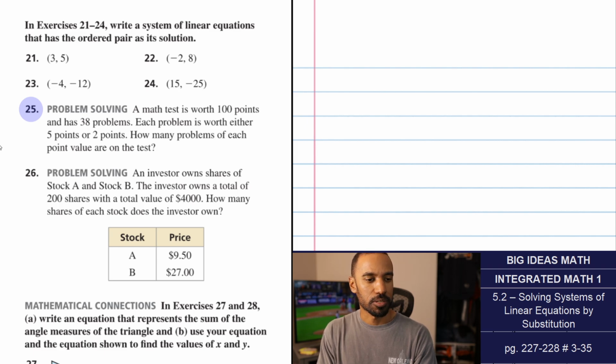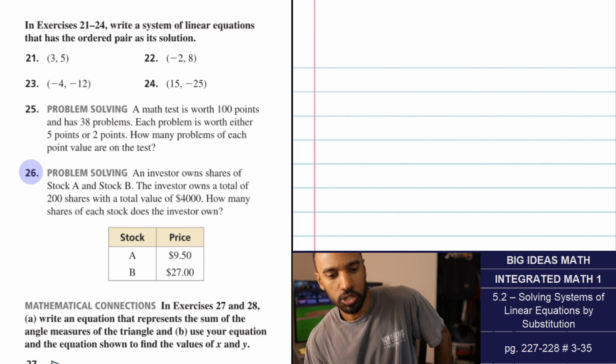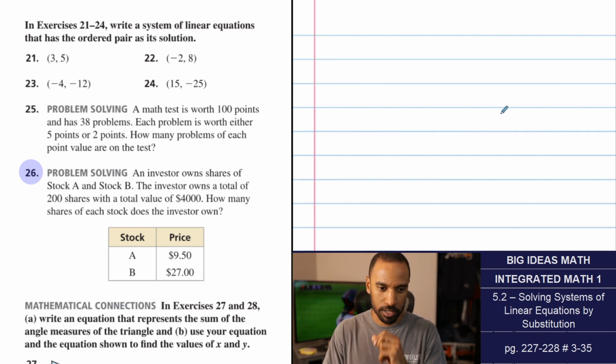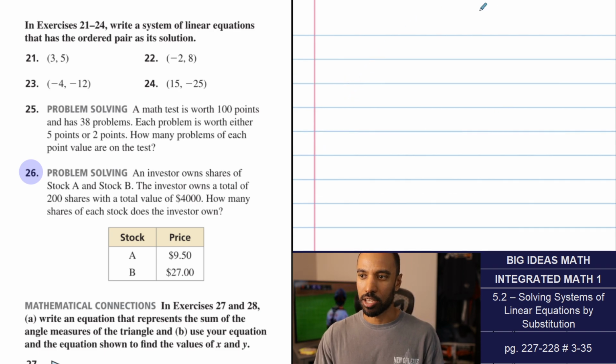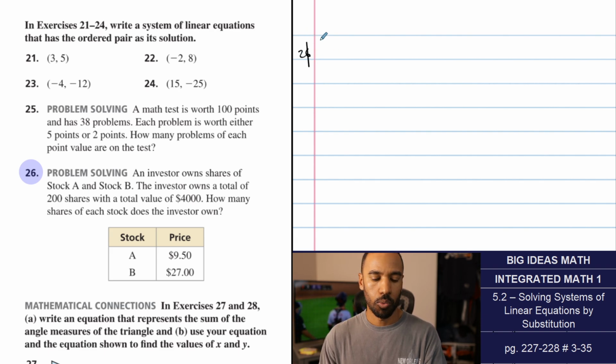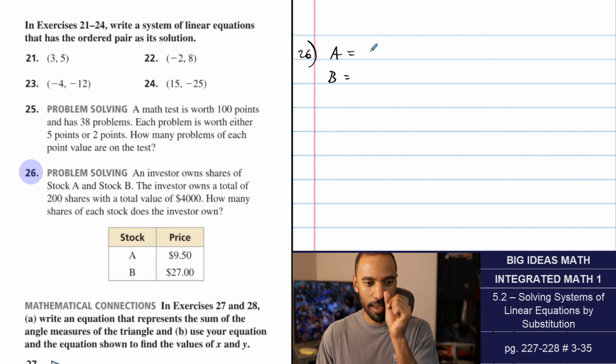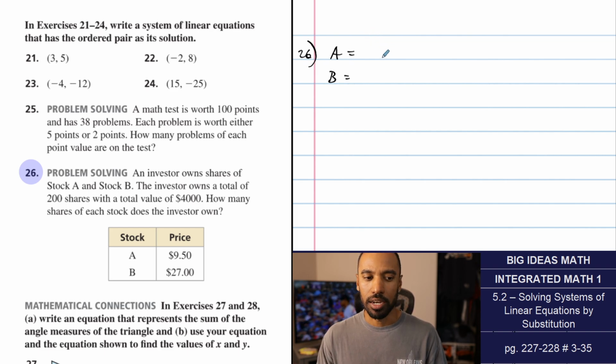All right, number 26. An investor owns shares of stock A and stock B. The investor owns a total of 200 shares with a total value of $4,000. How many shares of each stock does the investor own? So that's the price per share on the bottom. So we know the price per share. We don't know how many shares of each, right? Now they already have A and B as the variables, so let's use them. A and B is the number of shares of stock A.